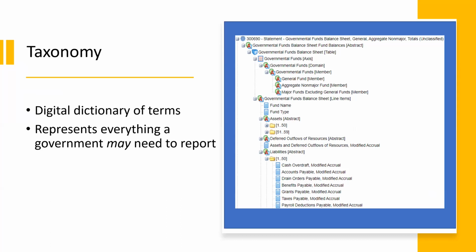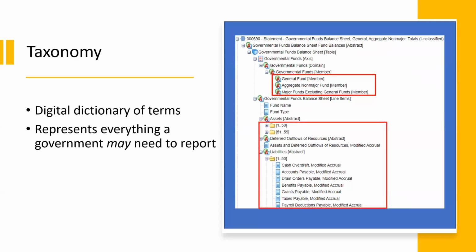A taxonomy, as shown here on the right, contains column headers, like the general fund or aggregate non-major funds, that might appear on a governmental funds balance sheet as column headers on the financial statement. It also contains line items that you might find on a financial statement. When a government uses a taxonomy, they select the line items and column headers that fit their own financial statement. On this visual, you'll see a plus sign where a category of information like assets or deferred outflows of resources can be opened up to show that there are a lot of line item categories from which to choose.